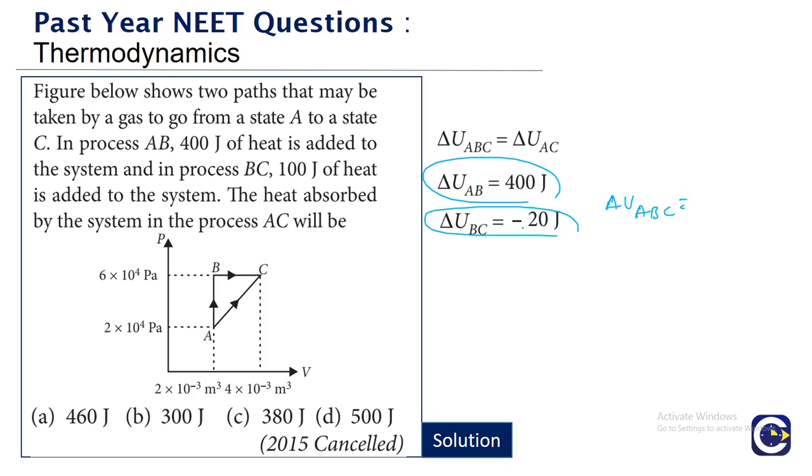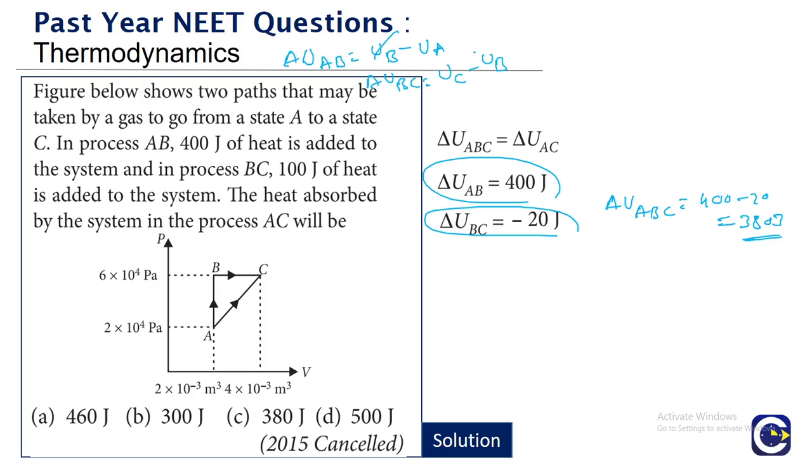Delta U for the AB part plus delta U for the BC part, right? That will be equal to 400 minus 20, that will be 380 joules. Because delta U for the AB part means the B state internal energy minus the A state. Delta U for the BC means the C state minus the B state.